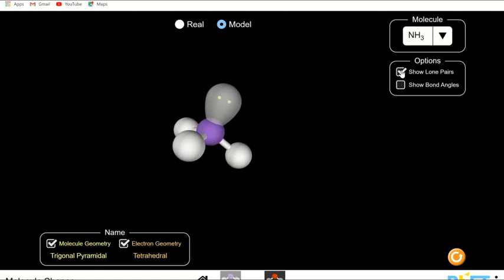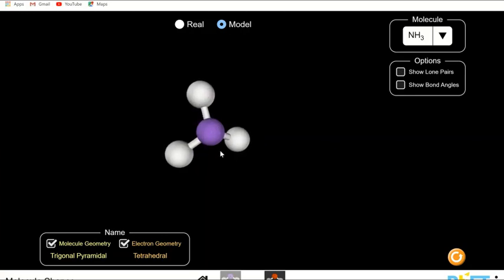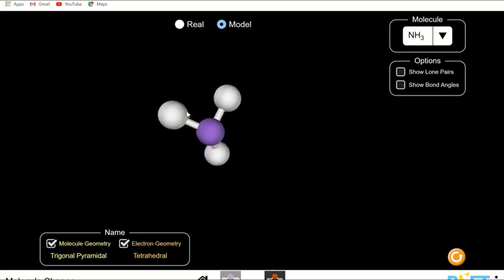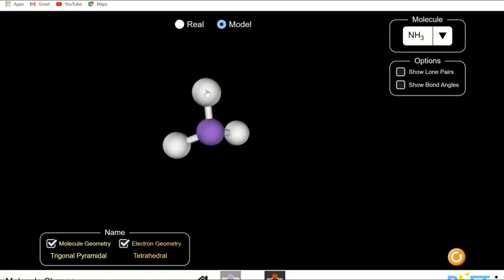And if I don't show those lone pairs, so it's still this invisible force, but if you look at it from this direction, it looks like a triangle. But then you flip it up this way and it looks like a pyramid because they're not exactly in one plane. It looks a little bit like a pyramid. So this is your trigonal pyramidal. So still steric number 4 with 1 lone pair is trigonal pyramidal.